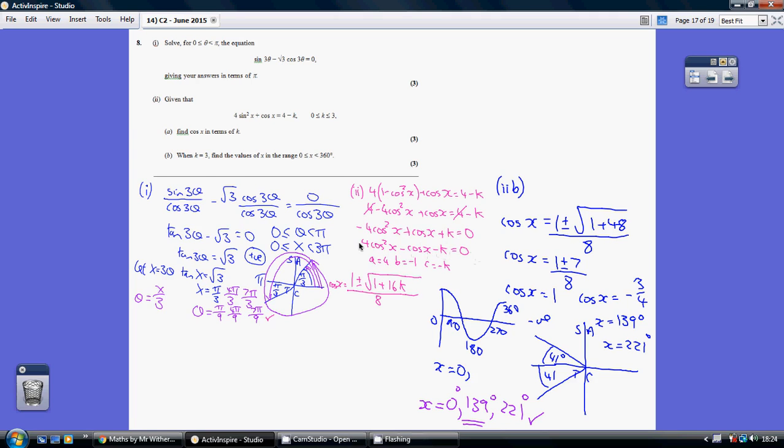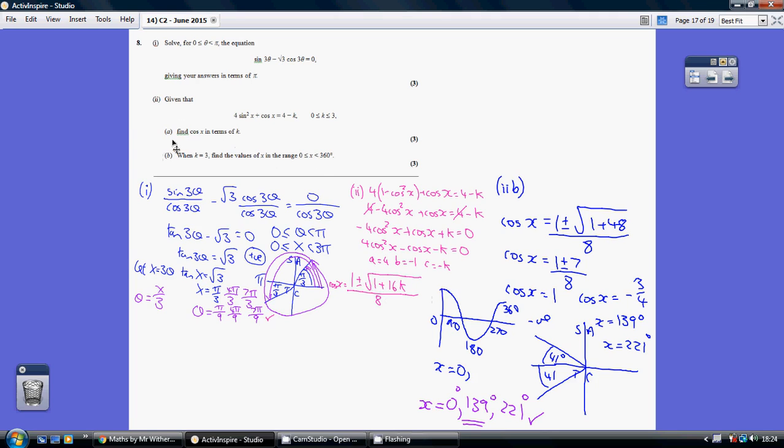Now this can be factorized. No, it can't be factorized. Sorry, it can be solved, but it doesn't factorize. So we have to use the quadratic formula. So a is 4, b is minus 1, and c is minus k. Substituting that into minus b plus or minus the square root of b squared minus 4ac over 2a, we get cos x being equal to this. That's our answer for part 2 part A.